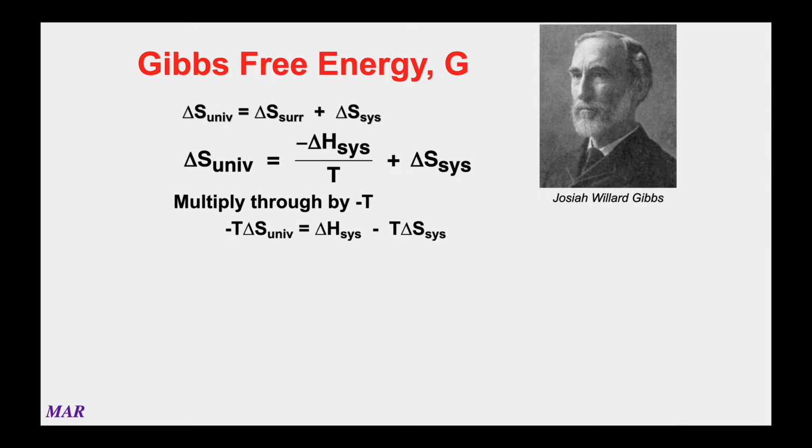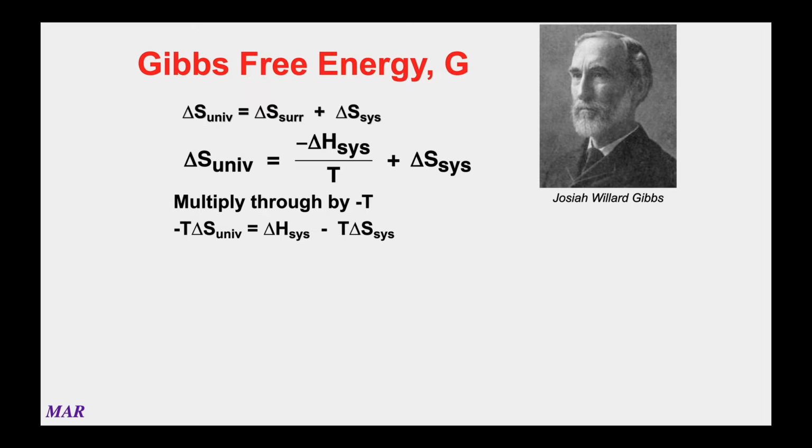So he multiplied everything through by negative T. And when he did that, he got negative T times delta S of the universe equals delta H of the system by itself minus T delta S. And that looked a little bit better.